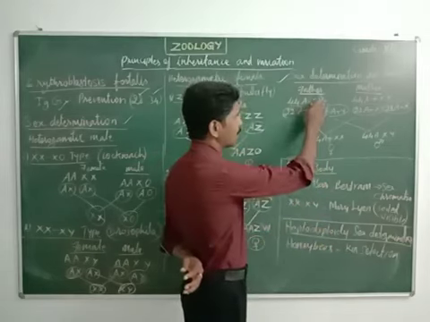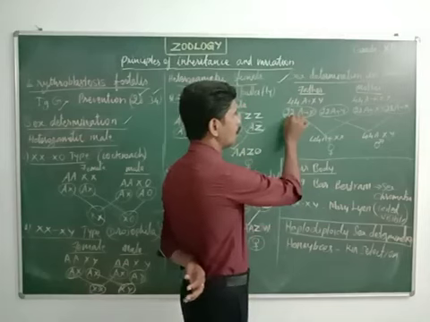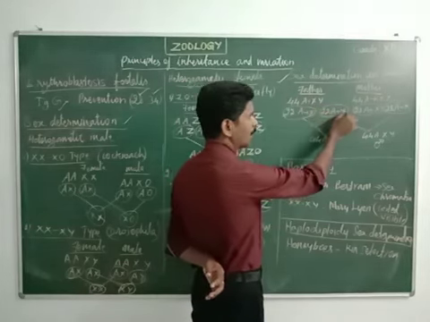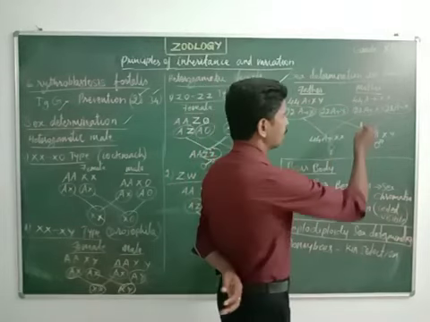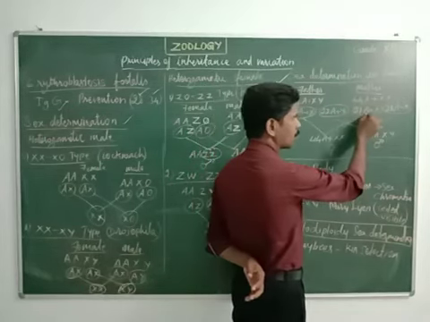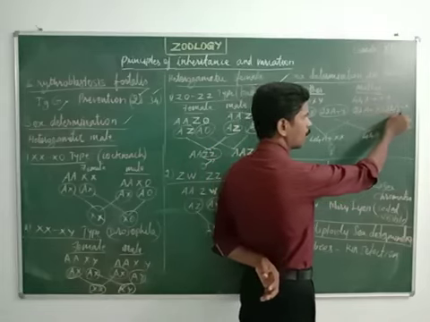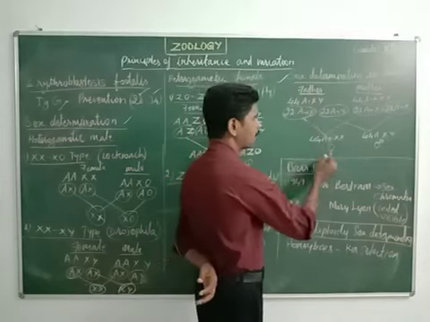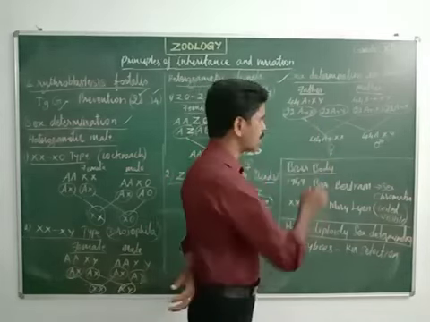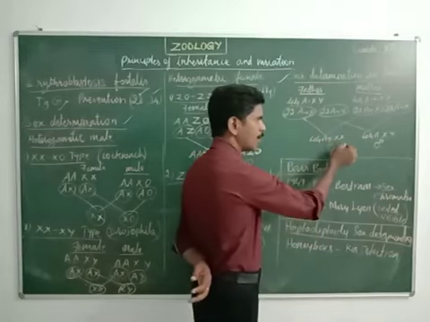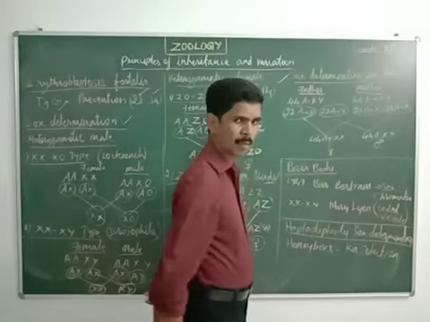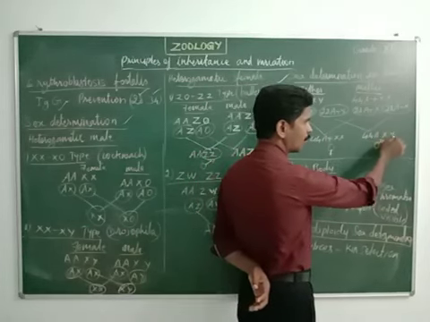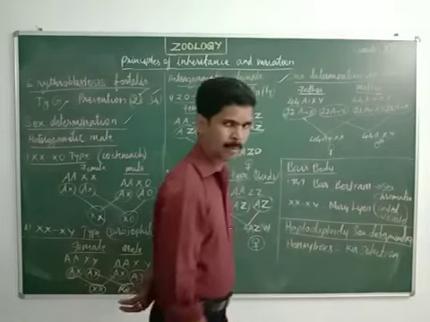So here we can get 2 gametes: 22 autosomes and 1 X, and 22 autosomes and 1 Y chromosome. Then in the mother, the female, 22 autosomes plus 1 X chromosome, and 22 autosomes plus another 1 X chromosome. So when we draw the genotype, we will get 44 autosomes plus 2 X chromosomes, and the baby is a female. If we get 44 autosomes and 1 X chromosome and 1 Y chromosome, the baby is a male baby.